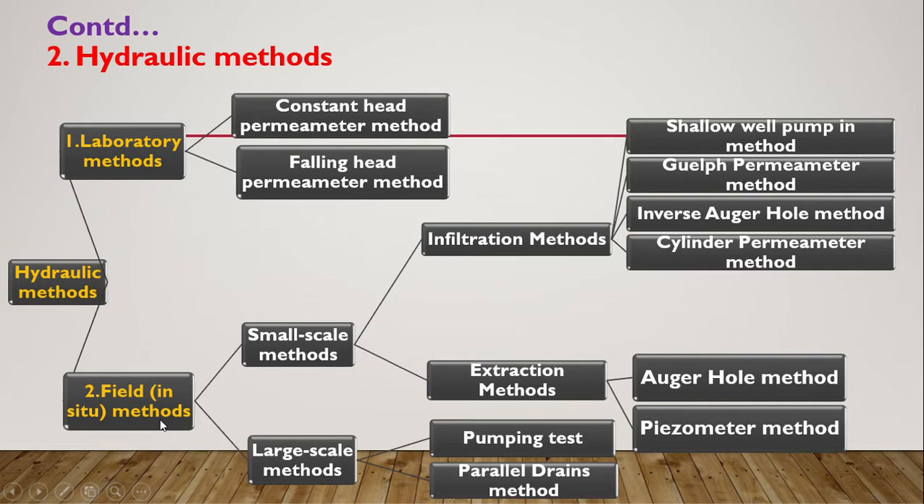For the laboratory method, you may have heard of these two: the constant head permeameter and the falling head permeameter method. These two are the laboratory methods. In the field method, there are mainly two: small scale and large scale. Small scale methods are again divided into two, infiltration and extraction methods. Infiltration methods are of four types: shallow well pump-in method, Guelph permeameter method, inverse auger hole method, and cylinder permeameter method. Extraction methods are of two: auger hole method and piezometer method. Large scale methods are of two: pumping test and parallel drains method.